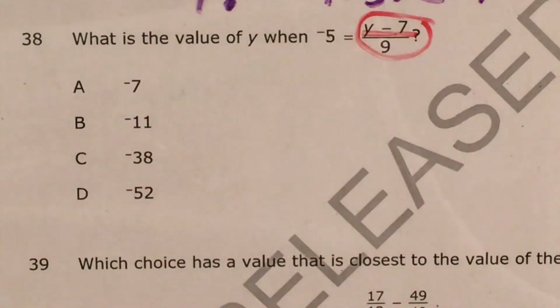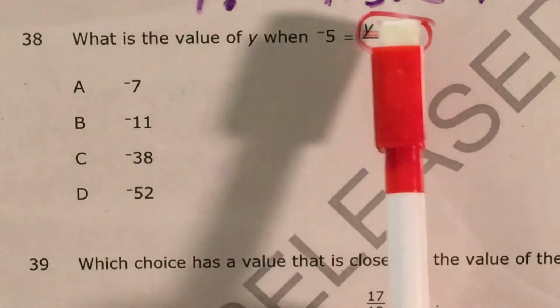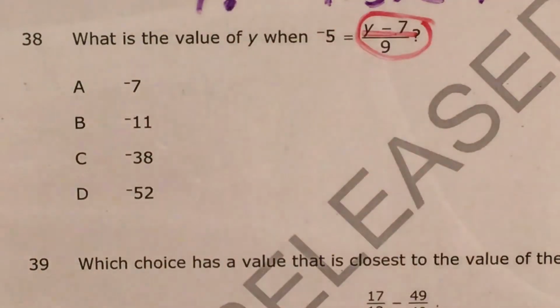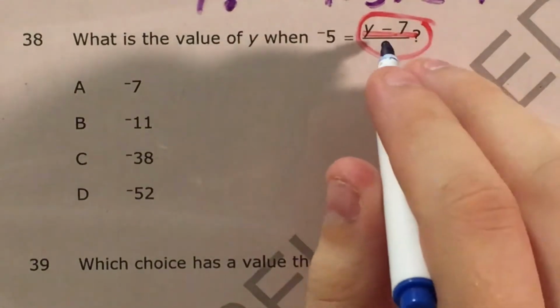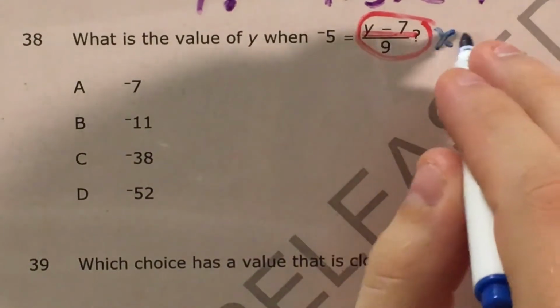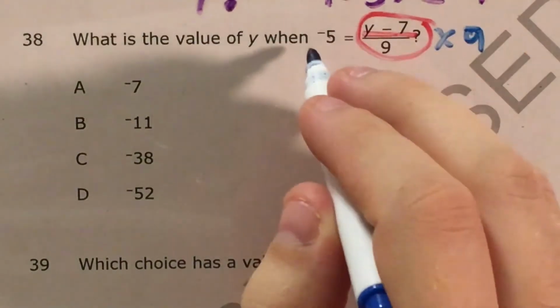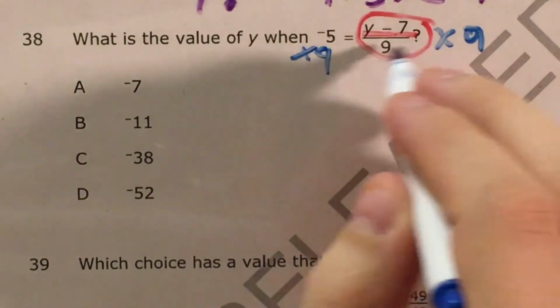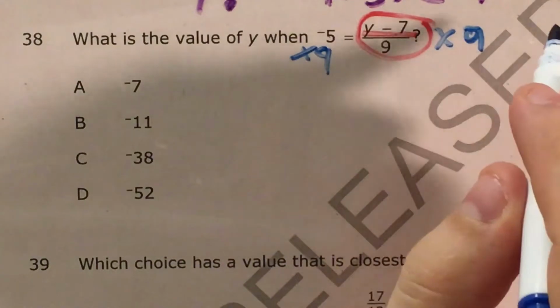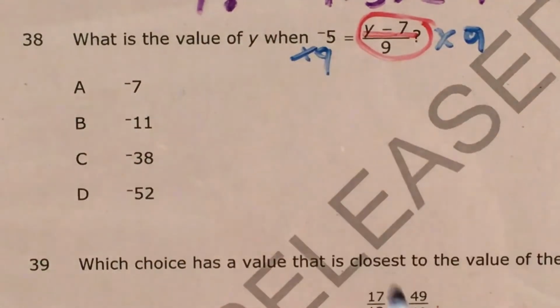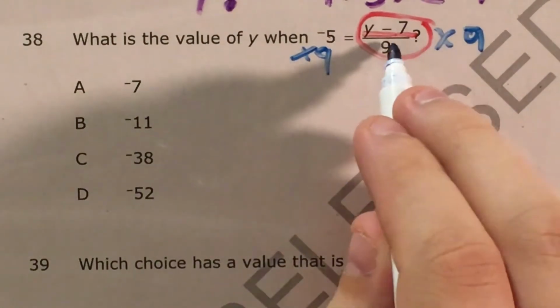So y is like our feet in this example. It's wearing socks, that's the minus 7, and then that whole thing is being divided by 9, and those would be our shoes. So in order to take our shoes off, we have to get rid of dividing by 9, and we get rid of dividing by multiplying. So I'm going to multiply by 9 on the right side, multiply by 9 on the left side. I'm doing the same thing to both sides of the equation, so I'm being fair.